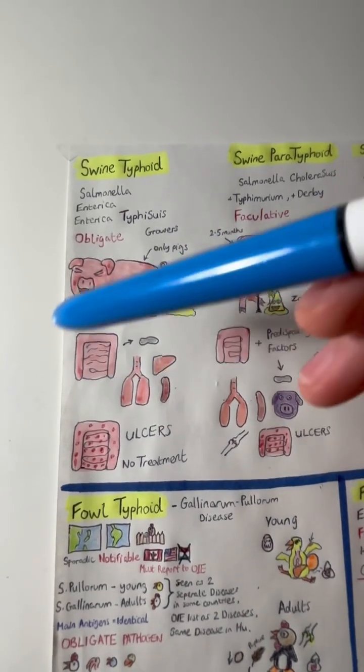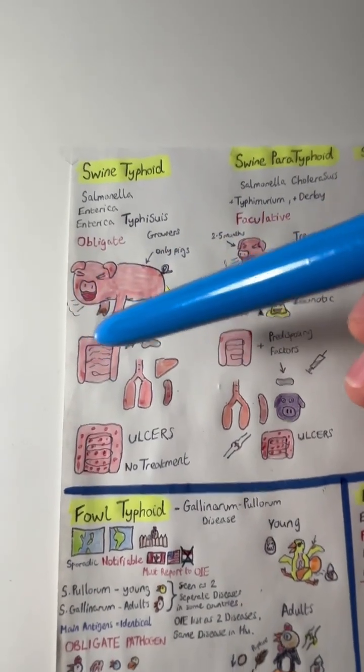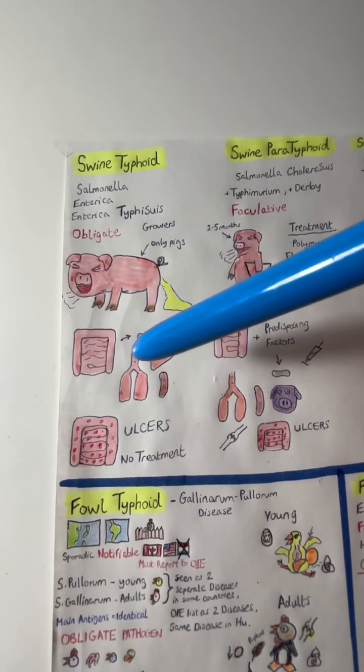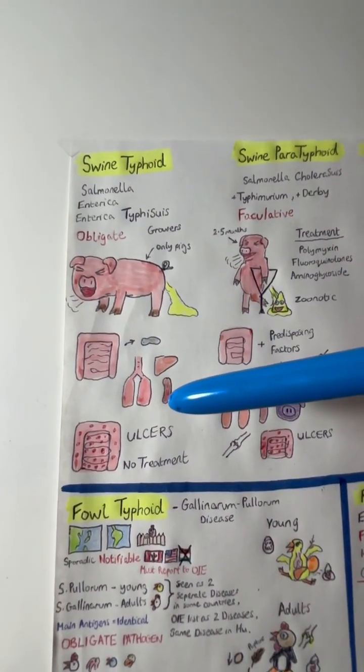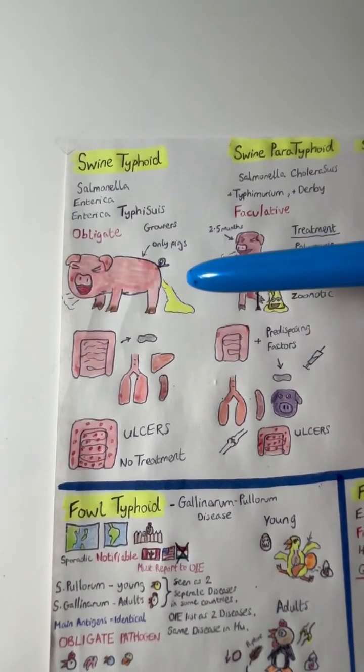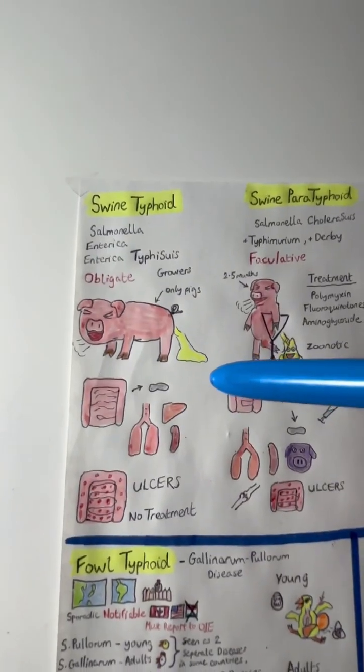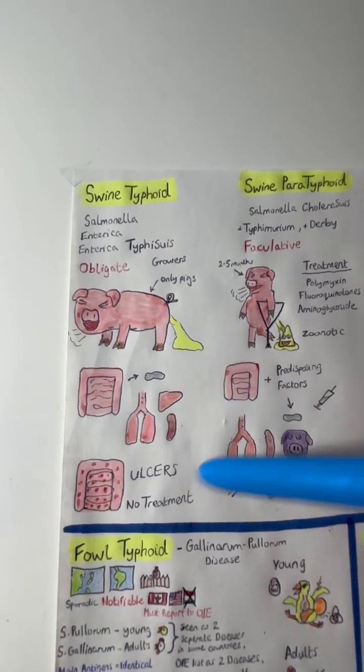Bacteria enters the body orally and then it spreads to the large intestines, and then it spreads to the lymph nodes, the lungs, the liver, and the spleen. Since it's a chronic disease, the clinical signs will appear slowly, and they'll get coughing and yellowy diarrhea. In the pathology, we can see ulcers in the large intestines, and there is no treatment.